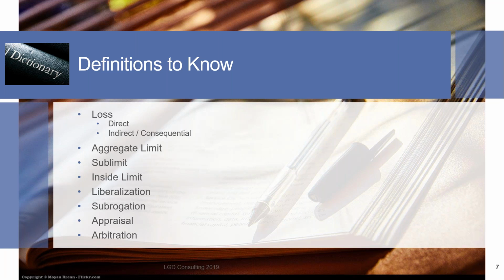Now, how this works is you pick an appraiser. The insurance company picks an appraiser. These two appraisers pick an umpire. The umpire listens to both sides and makes a decision, and it's final. Okay.